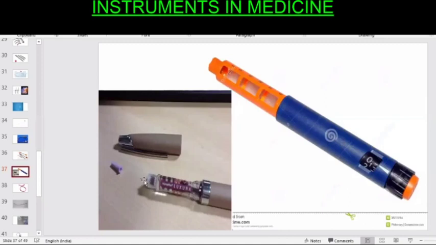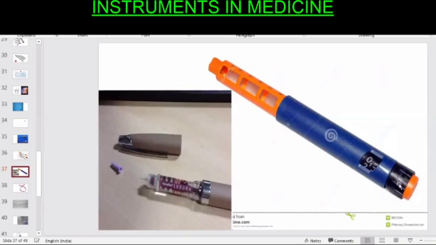The needle has a cap, and above it is the cap for the pen. This is the cap for the needle, and this you can keep in the pocket. It doesn't require refrigeration. Once it is out of the refrigerator at room temperature, you can use it for 45 days, approximately 1.5 months. So it doesn't require refrigeration. That is an advantage. Other than that, it is easy to carry. You can put it in your pocket, and it is easy to use also.